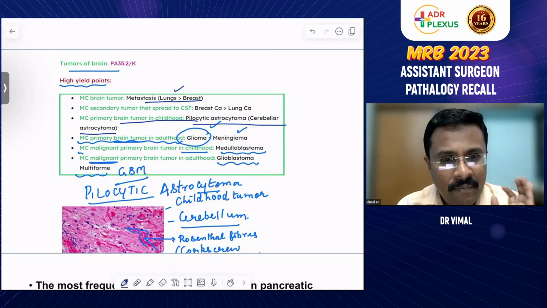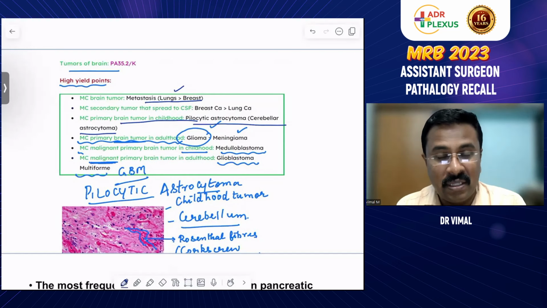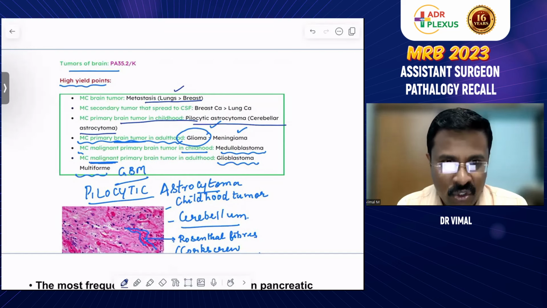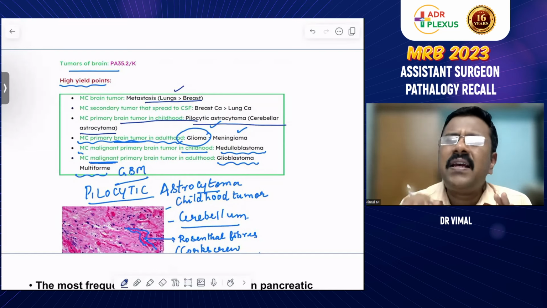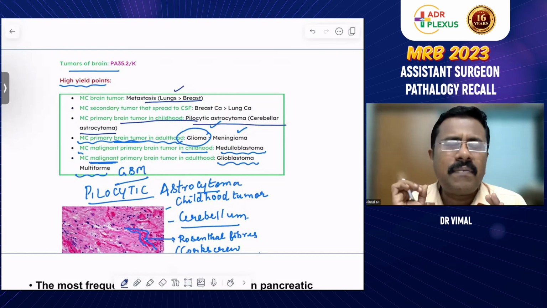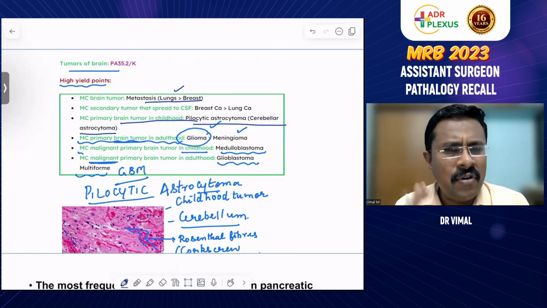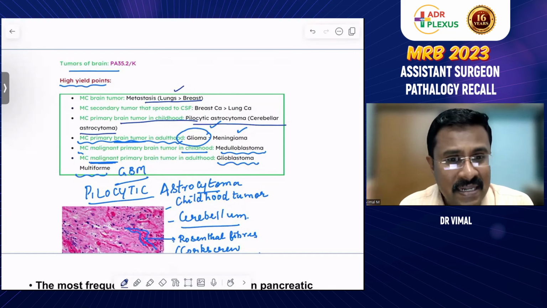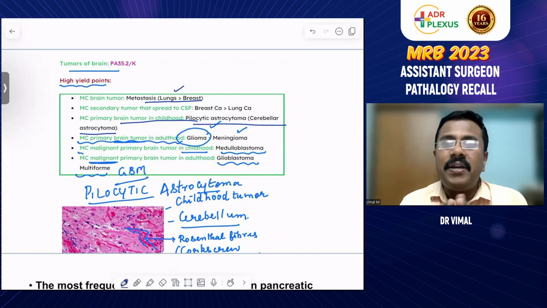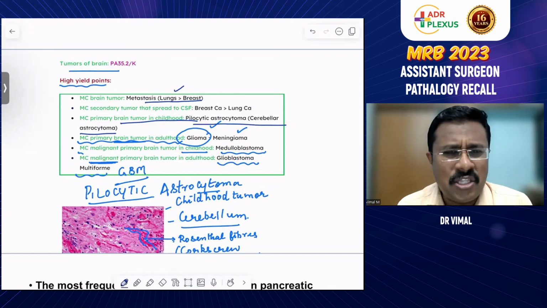Then the most common malignant primary brain tumor in childhood, malignant tumor, is medulloblastoma. And the most common, very aggressive primary brain tumor in adulthood is one of the aggressive neoplasms of humankind, the glioblastoma multiforme, GBM, one of the aggressive malignant tumors.